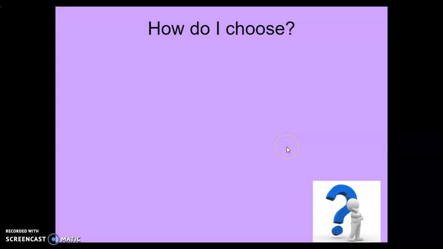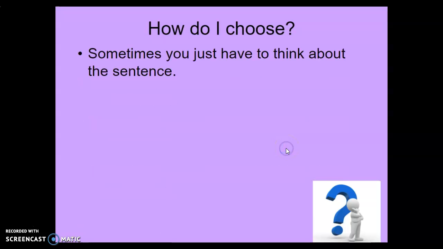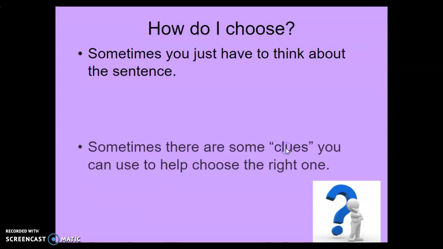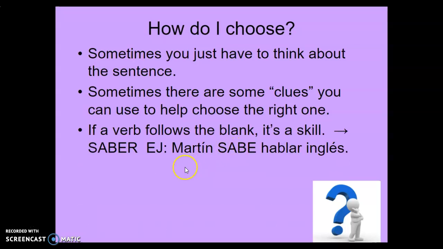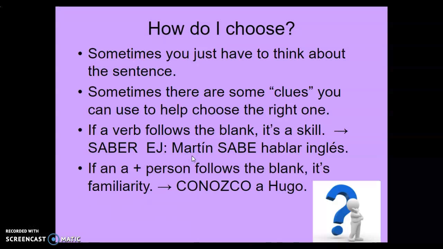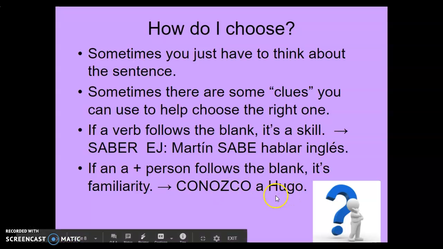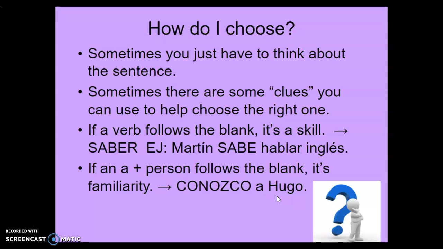So how do you choose whether to use saber or conocer? How do you know which one you know? So sometimes you just have to think about the sentence. So there are clues when you're looking at stuff that is being written down and when you're going to say something. So for example, if a verb follows the blank, it's a skill. So for example, Martín sabe hablar inglés. If there's an A in the sentence, a plus a person follows the blank, it's familiarity and becomes conozco a Hugo, which means I know Hugo.